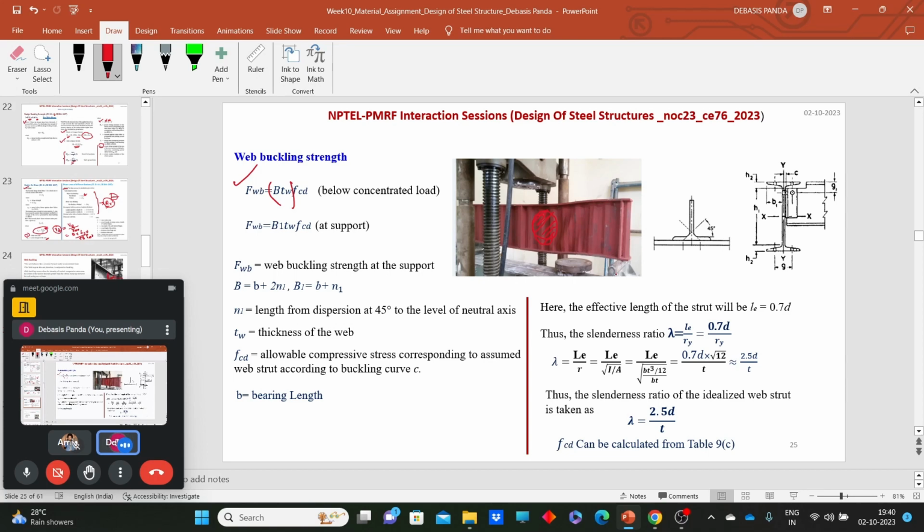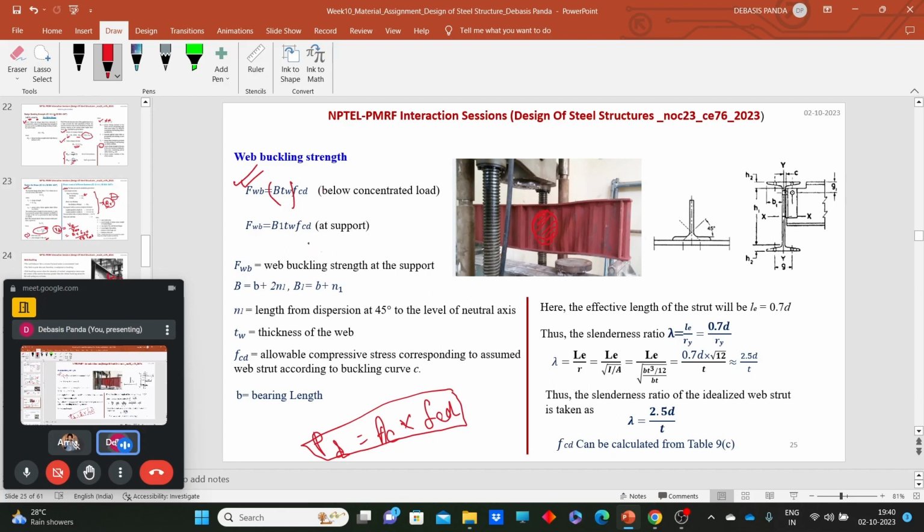act as a column. That means, like in a column, what we have seen, the design compressive strength of the column, PED. What was that? That was nothing but AC, the area of the column or compression area, multiplied by FCD, the design compressive strength. Similarly, for the web buckling strength, FWB, the web buckling strength should be B into TW. What is that B into TW? That is nothing but the area which we need to consider while calculating the web buckling strength.